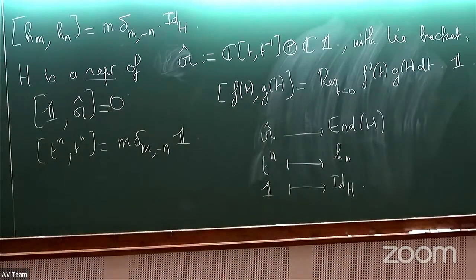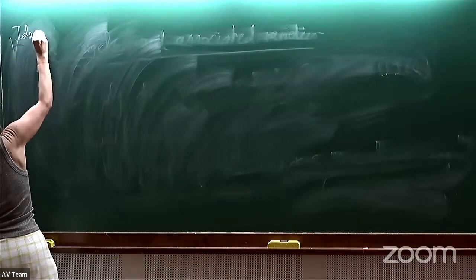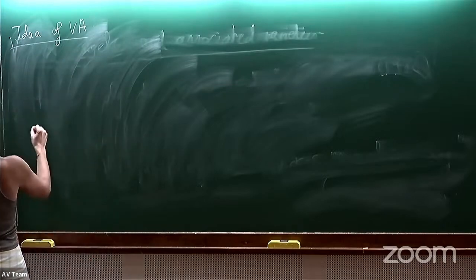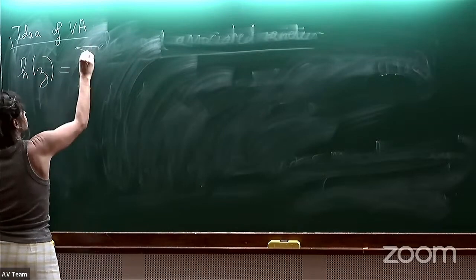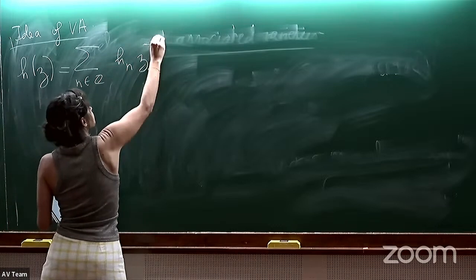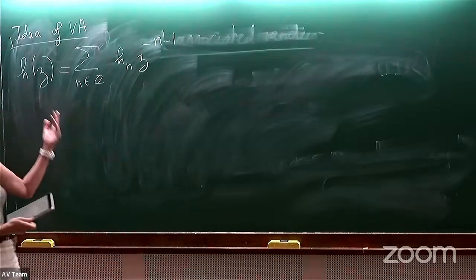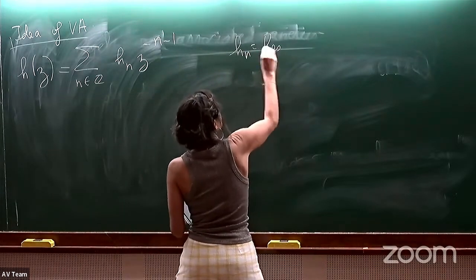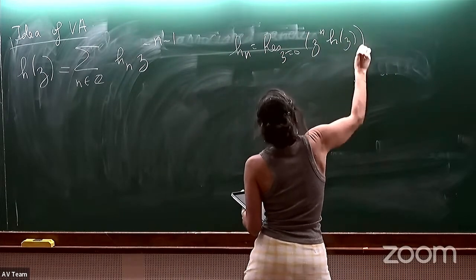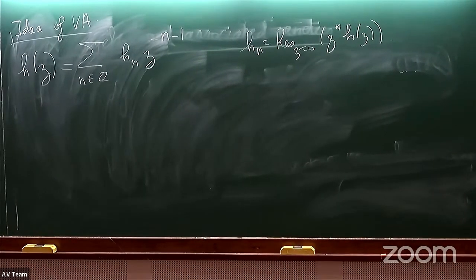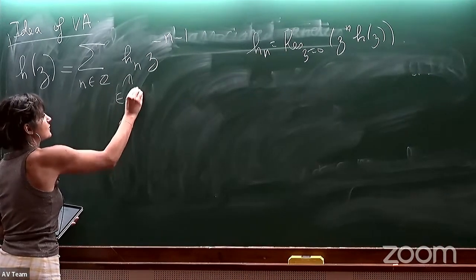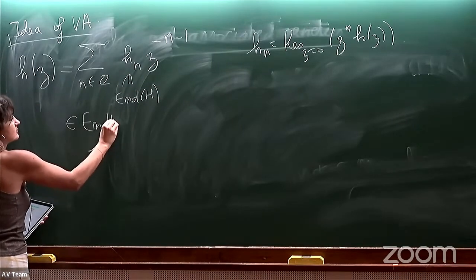So now the idea of vertex algebras is to encode all these endomorphisms into a single series and to understand more globally this Lie bracket. So the idea is to introduce the following series. So for some reason it is minus n minus 1. So you can say that Hn in this notation is a residue of Zn times your series if you want. But you can also just think it's a notation. And so this is an endomorphism of H. So a priori, this belongs to this vector space.